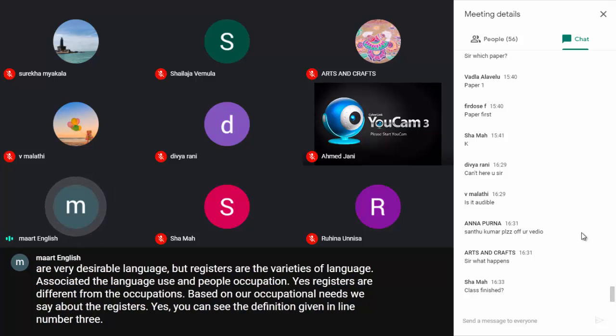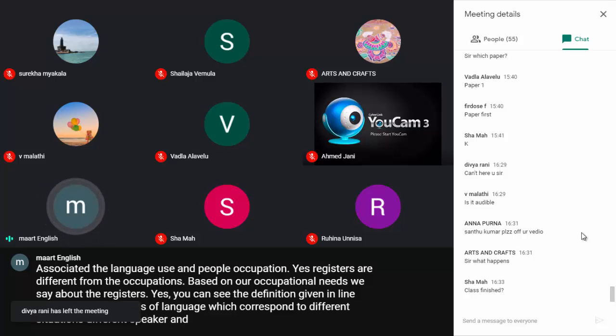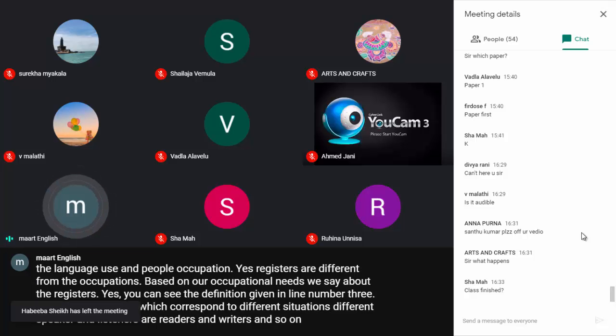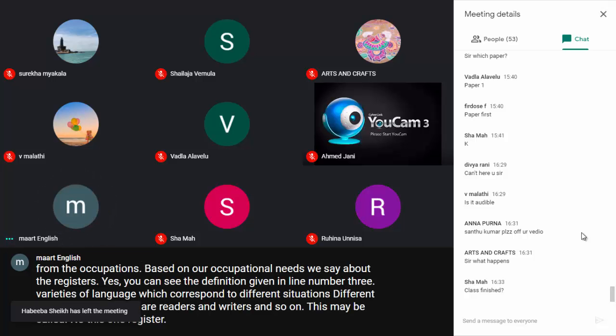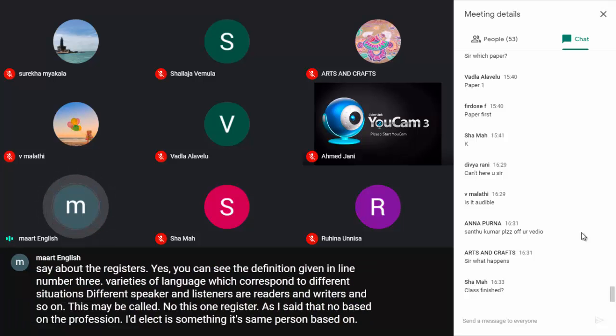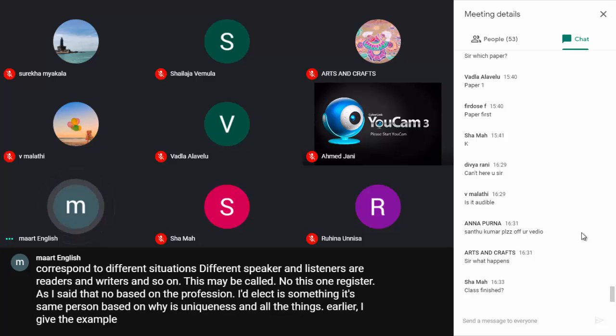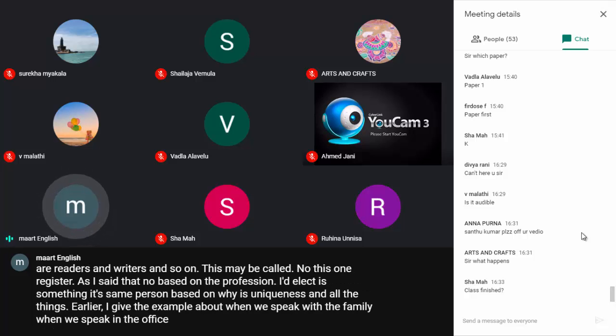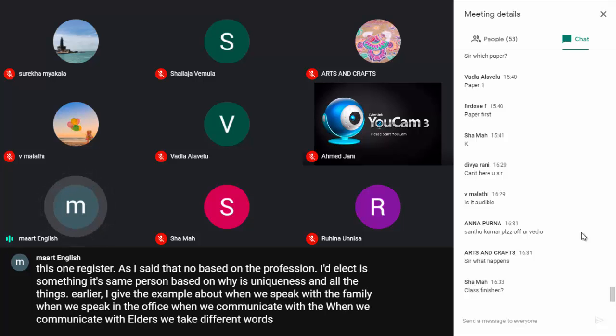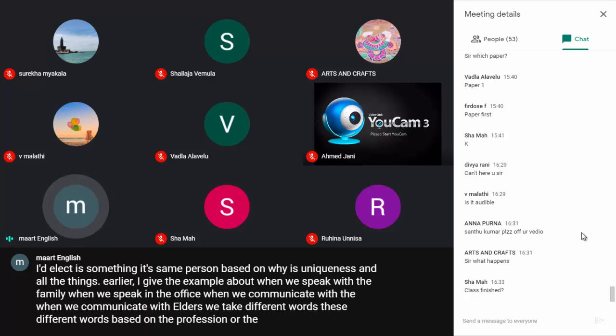Varieties of language which correspond to different situations, different speakers and listeners or readers and writers and so on. This may be called register. As I say, it is based on the profession. Earlier I gave the example: when we speak with the family, when we speak in the office, when we communicate with elders, we use different words. These different words based on the profession are examples of register.